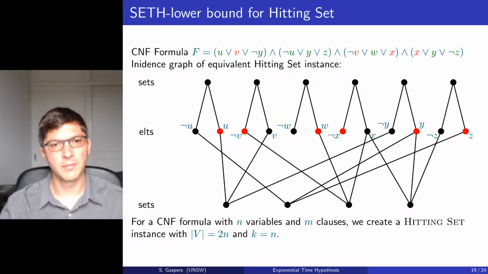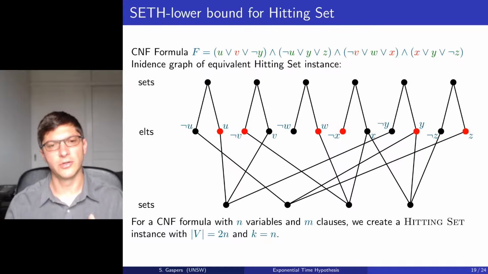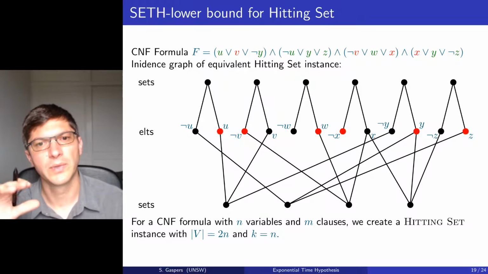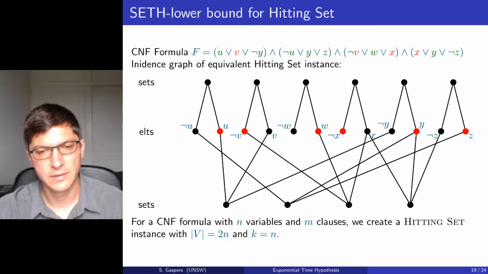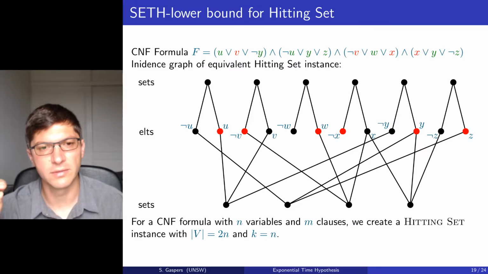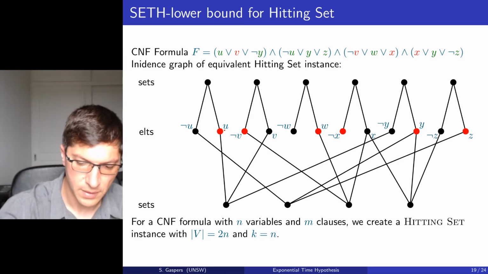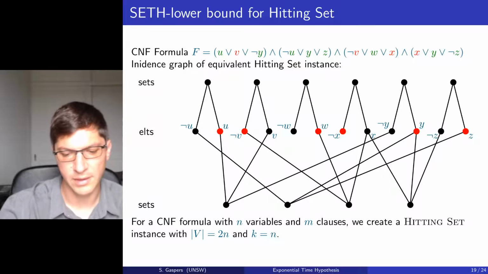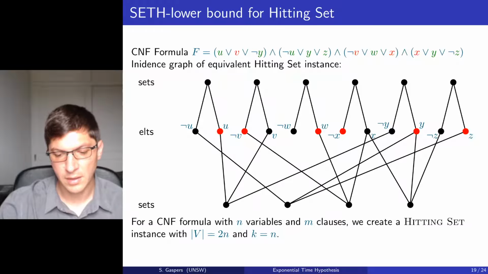So we have 2 elements for every variable, and these 2 elements correspond to both literals of this variable. And we will set it up such that a hitting set corresponds to an assignment. So we will want to select elements that correspond to an assignment. So for every variable, we want to select either the positive literal or the negative literal. Okay, so if we have a positive and negative literal of a variable, we will want to add a set that contains both of them. And then our hitting set will select at least one of them.